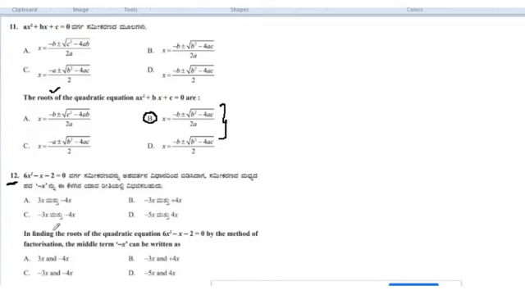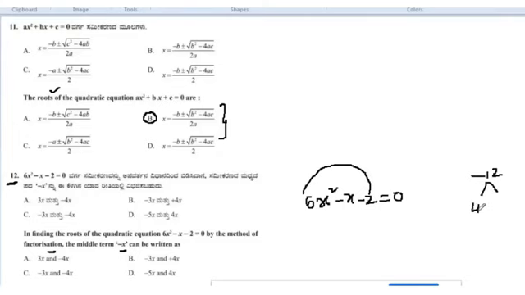12th question: in finding the roots of the quadratic equation by the method of factorization, the middle term can be written as... We all know the factorization method: 6x square minus x minus 2 is equal to 0. The middle term should be split so that, if you multiply, you get negative 12, 6 twos are 12, and if you add or subtract, you get negative x. This method is also called splitting the middle term.